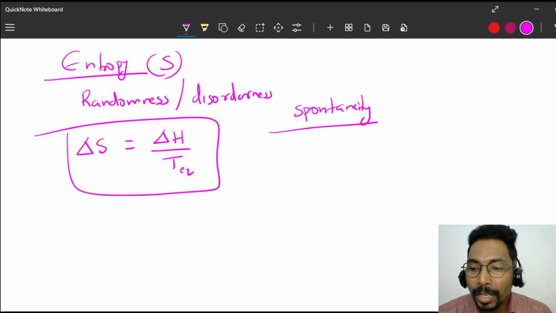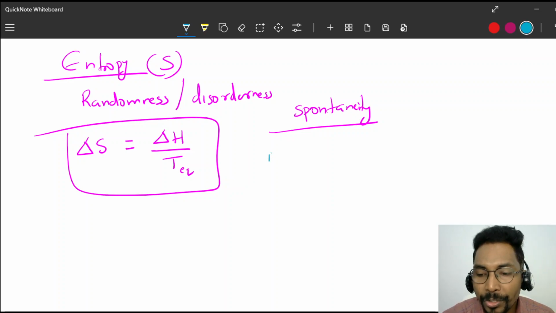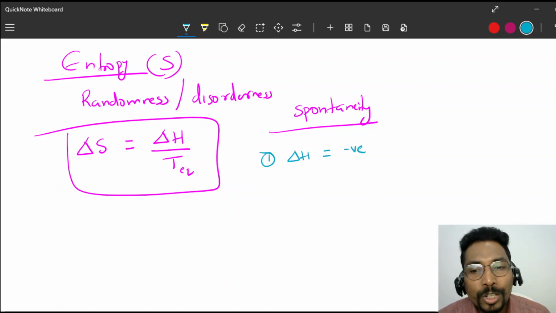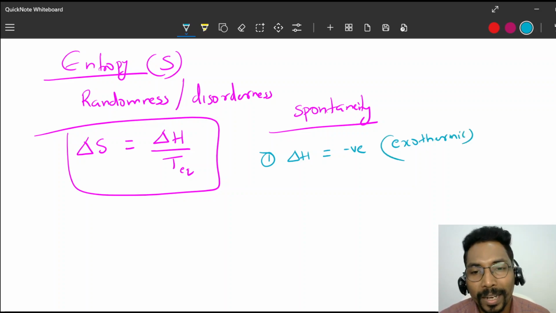For a reaction to become spontaneous, there are three important criteria. First one, delta H should be negative. Delta H negative means the reaction should be exothermic in nature. Very important. Then only the reaction can be spontaneous. If it is an endothermic reaction, you should supply energy to the reaction; it won't happen automatically.